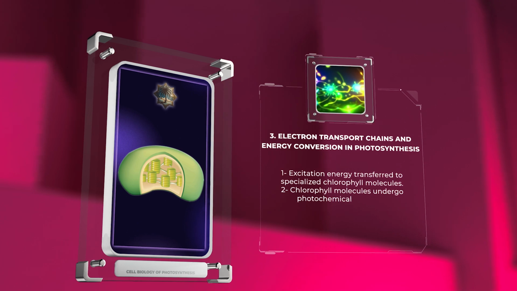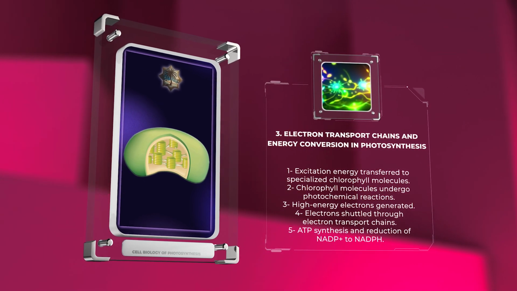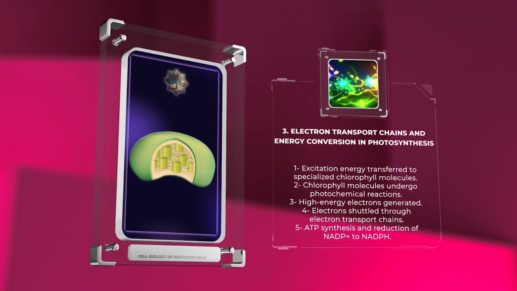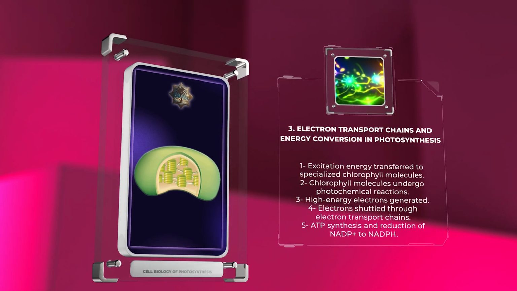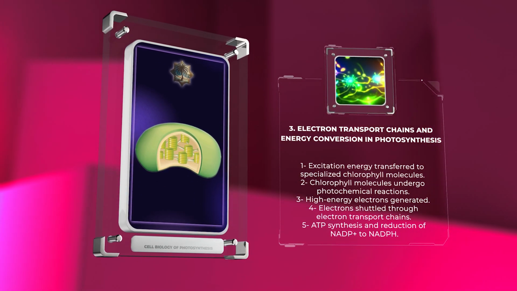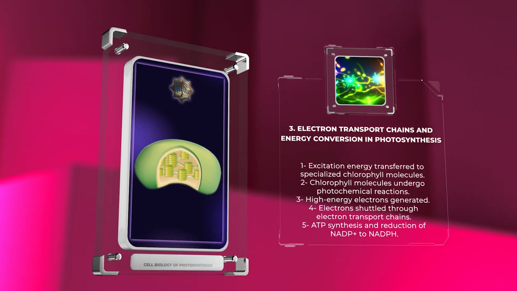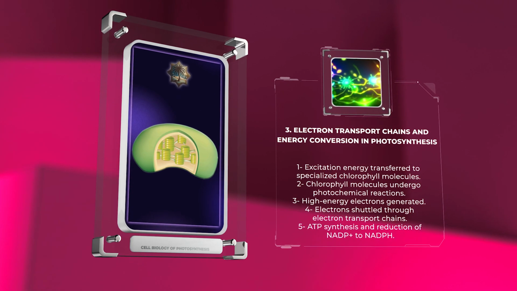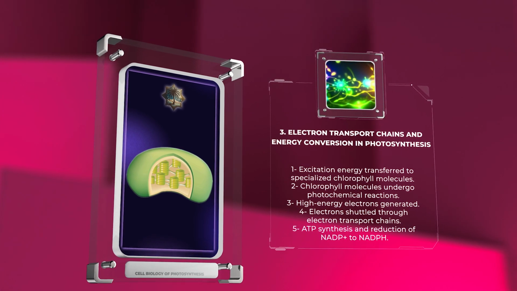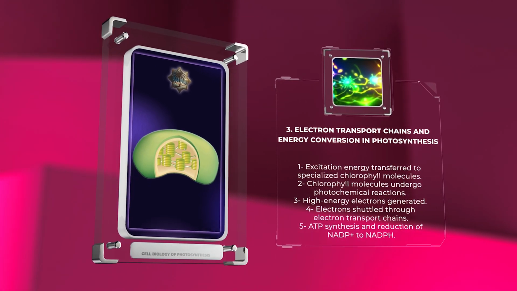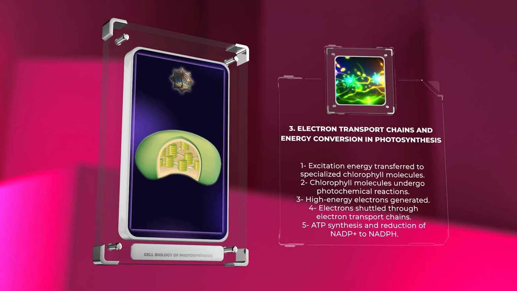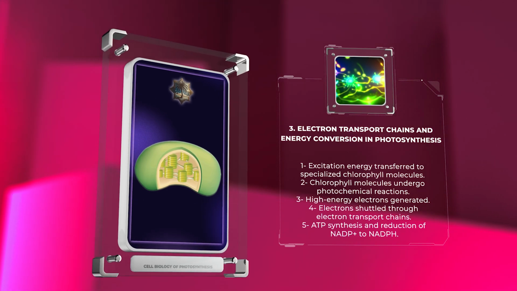During photosynthesis, the excitation energy harvested by the pigments in the photosystems is transferred to specialized chlorophyll molecules within the reaction centers. These chlorophyll molecules undergo photochemical reactions, leading to the generation of high-energy electrons. These electrons are then shuttled through electron transport chains, which drive ATP synthesis through chemiosmosis and reduce NAD+ to NADH. This process couples the energy from light absorption to the production of chemical energy.